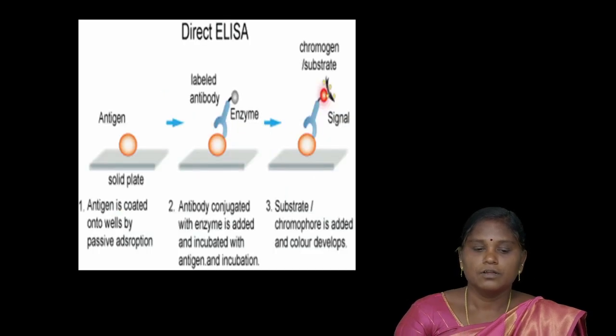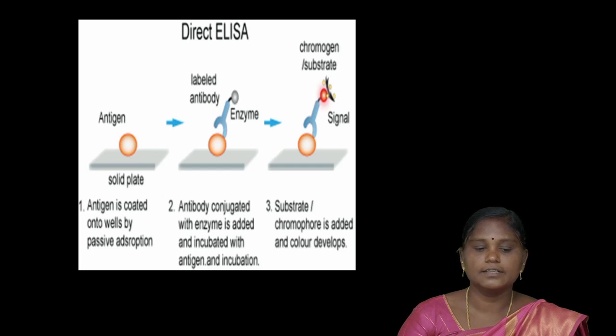Okay. So first one is we will see about direct ELISA. Here the solid state, the first we are adding is antigen. The antigen is coated onto the well by passive adsorption, right? The second step is an antibody conjugated with enzyme is added and incubated with the antigen, right? So this is adding antibody, and then there will be the incubation, right?